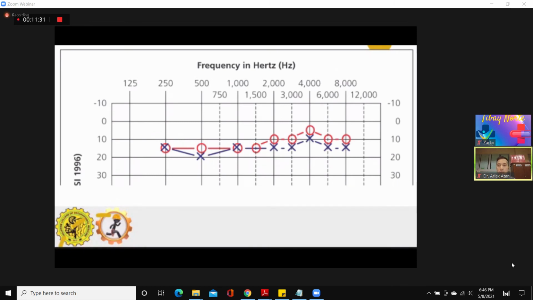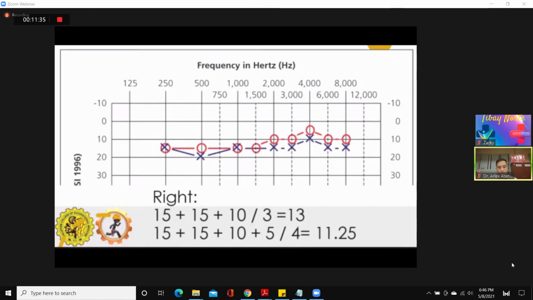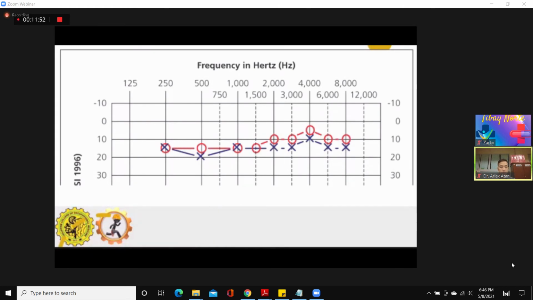Three, two, one. If you got the following results for the right ear, you're on the right track. So 15 plus 15 plus 10 divided by 3 equals 13. 15 plus 15 plus 10 plus 5 divided by 4 equals 11.25. Now, please do the same for the left ear. 10 seconds.